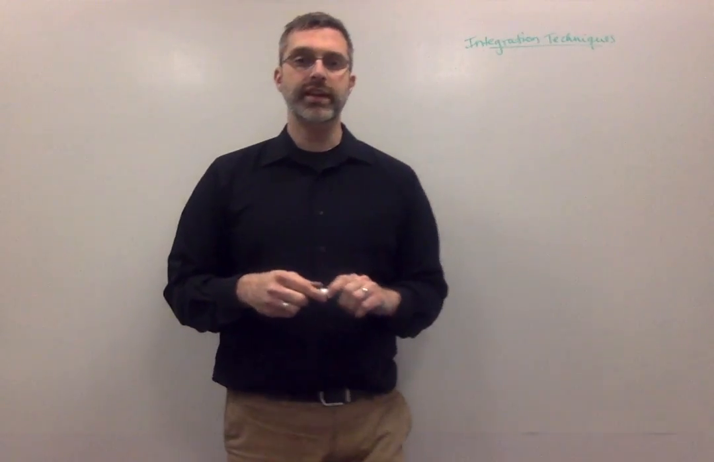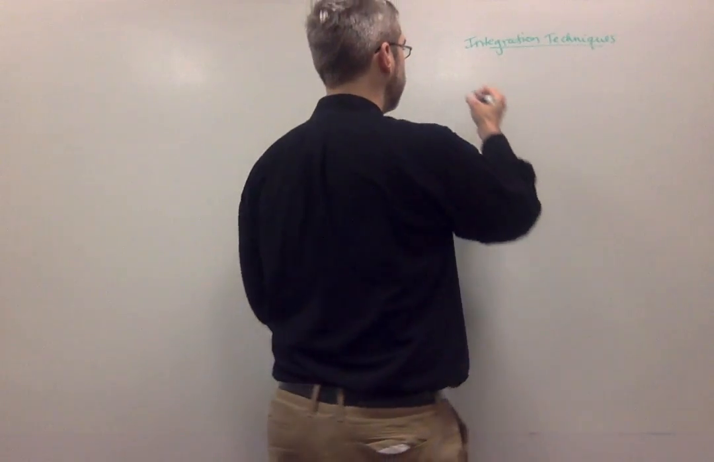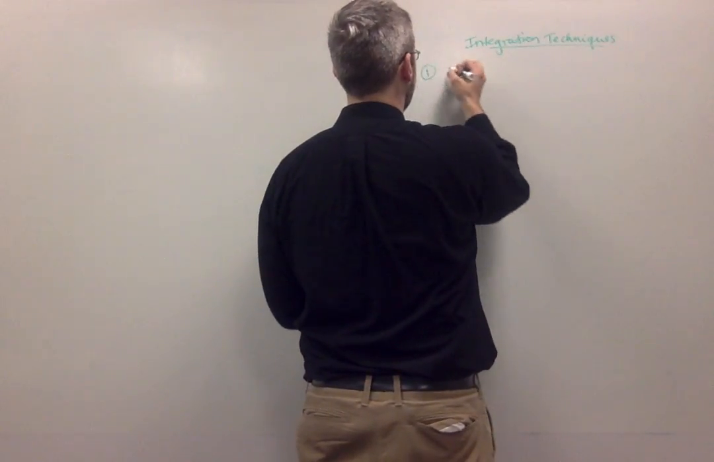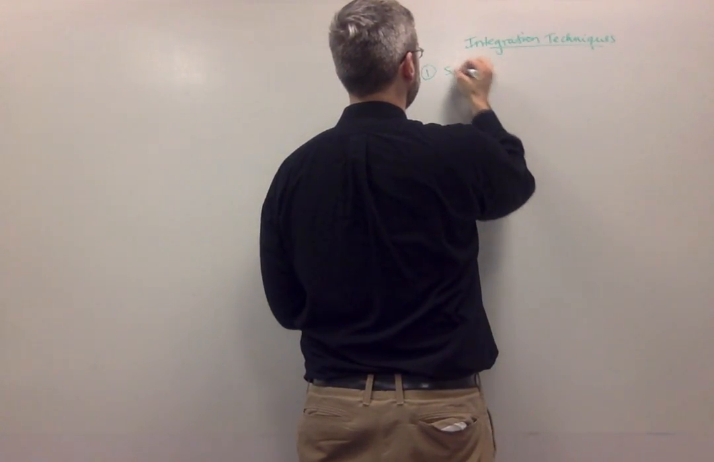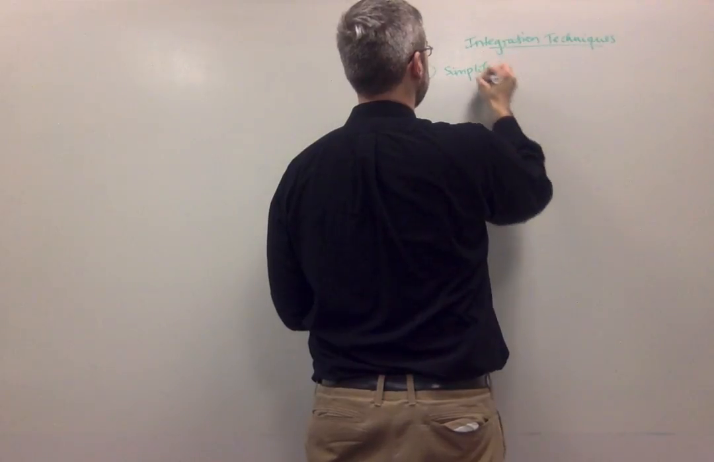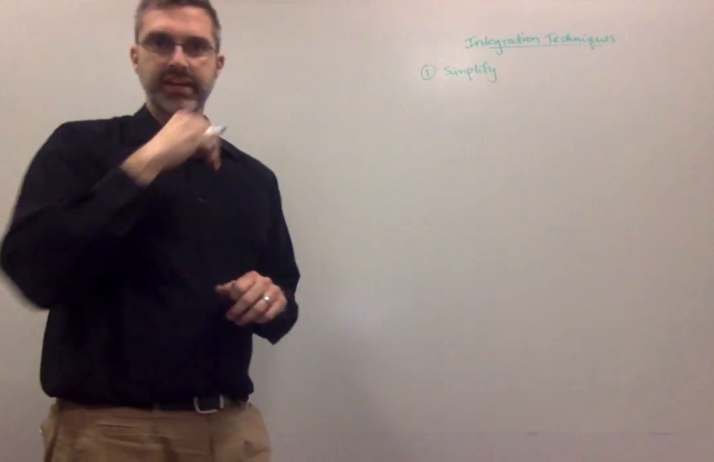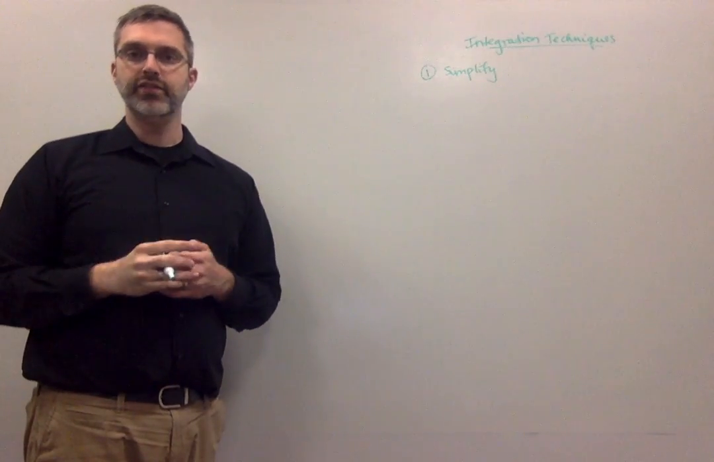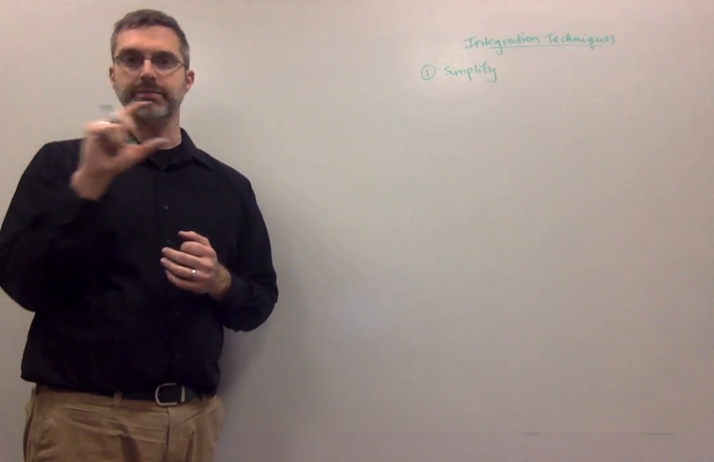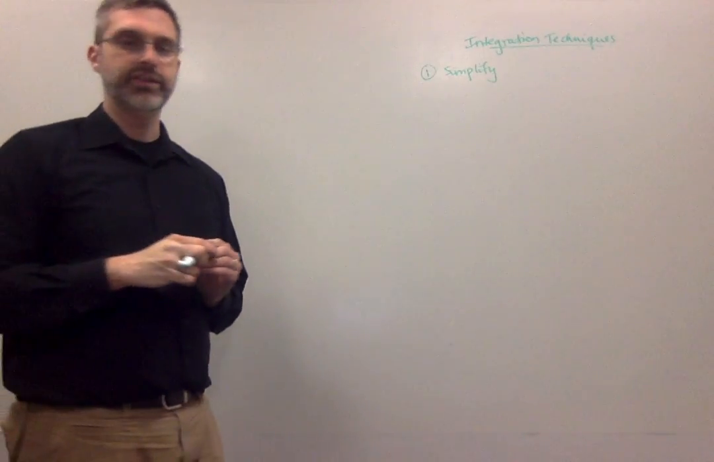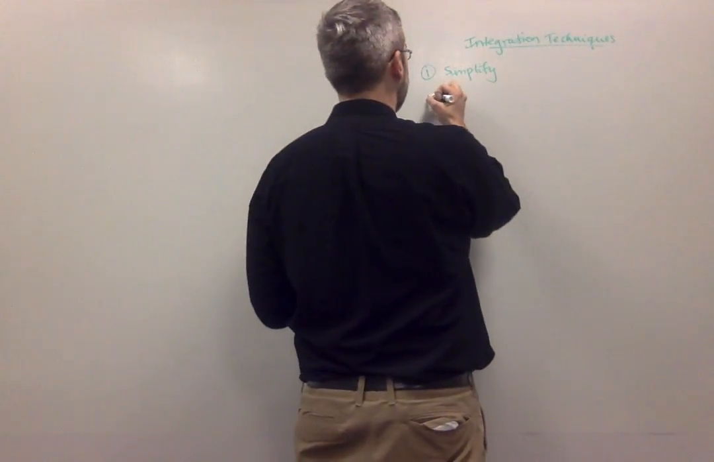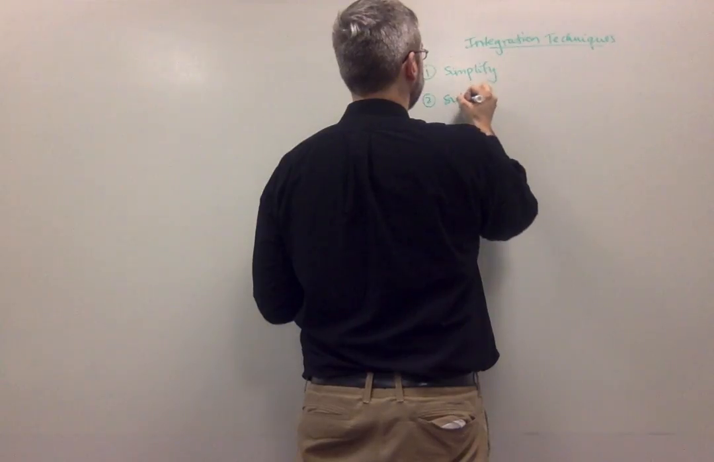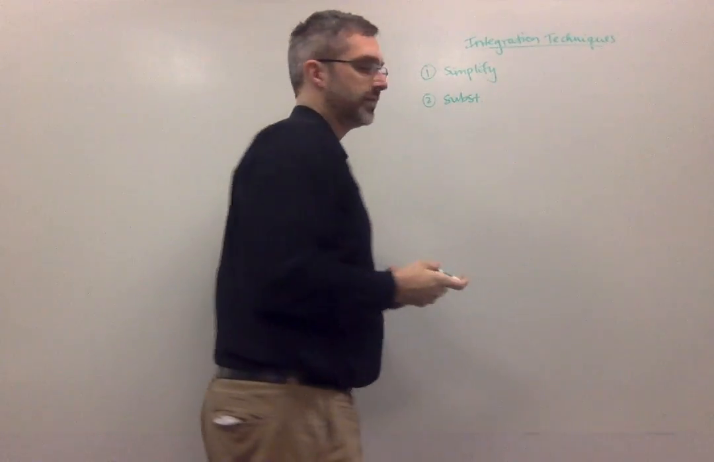Okay, so the integration techniques that we covered, as a review, are number 1, if you can't do the integral immediately, you try to simplify. That might mean multiply out. That might mean divide out. That might mean do long division, if you've got a polynomial over a polynomial and the top degree is bigger than or equal to the degree of the bottom. Otherwise, we had the technique of substitution.